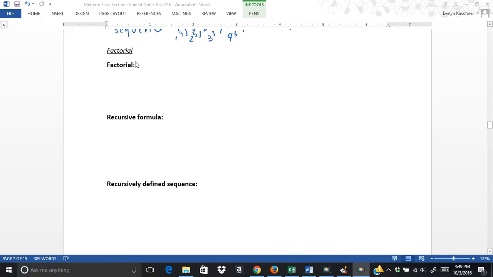The factorial is a special product. And we note it by a number and an exclamation point. The exclamation point is a factorial. So we define it as n times n minus 1 times n minus 2, all the way down to 1.